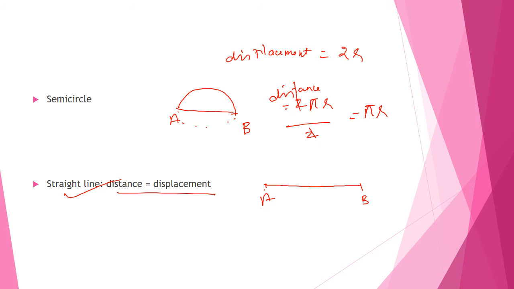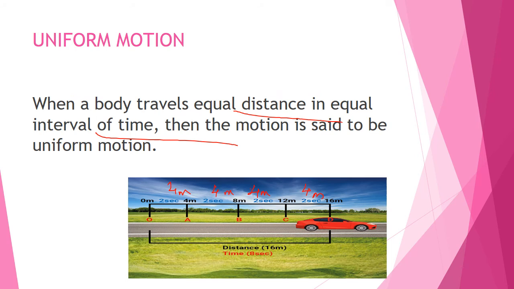Then in the case of a straight line, suppose a particle is traveling in a straight line, you see that the shortest distance and the total length traveled are the same. This is a very important point. In the case of straight line motion, distance is equal to displacement. Questions are asked based on this: in which motion are distance and displacement equal, and they will give options like straight line, semicircle and so on. What is the answer? In the case of straight line motion, distance and displacement are equal. Okay, I hope you got this point. Now coming to the next point.